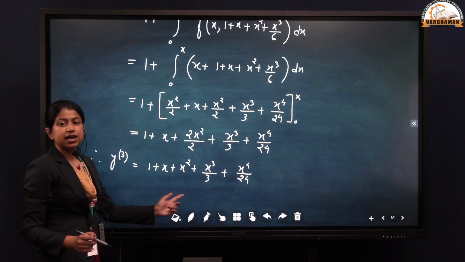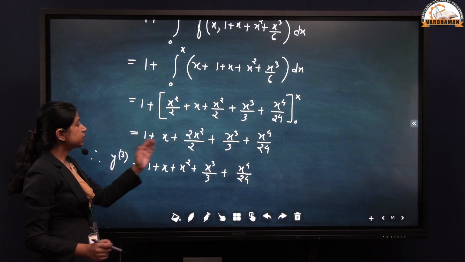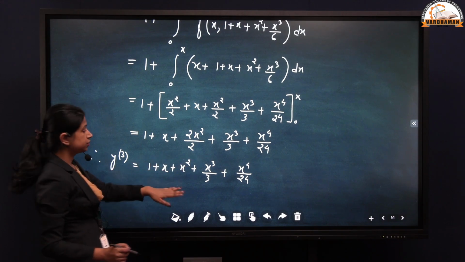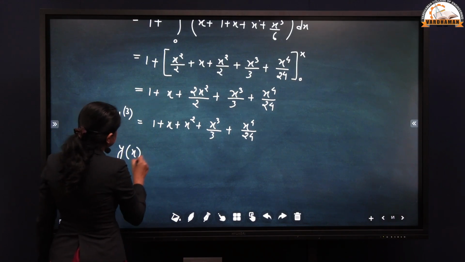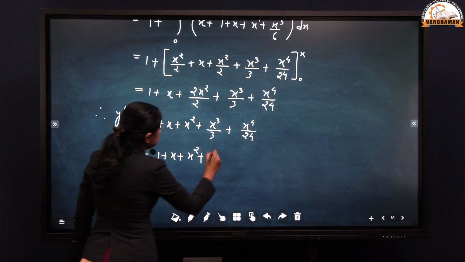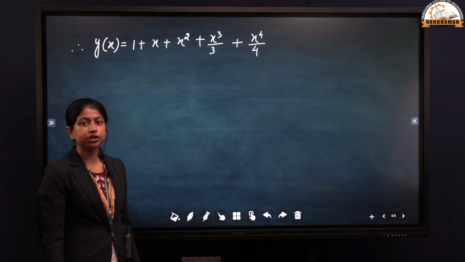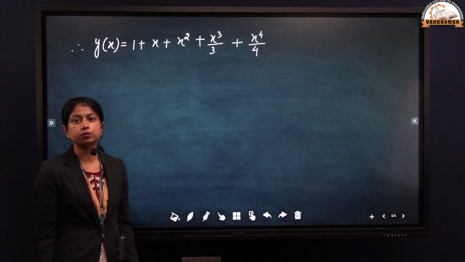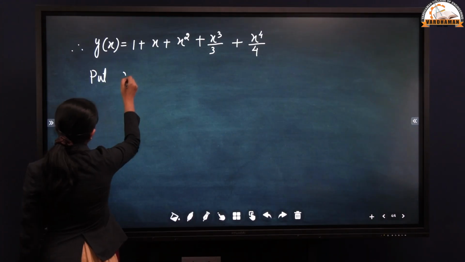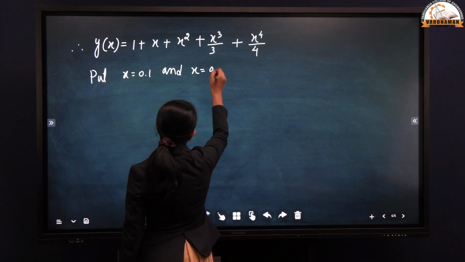So this is the expression that represents y of x, because we need to find the third approximation. Therefore, y of x is equal to 1 plus x square plus x cube by 3 plus x to the 4 by 24. Now we need to put x equal to 0.1 and x equal to 0.2.